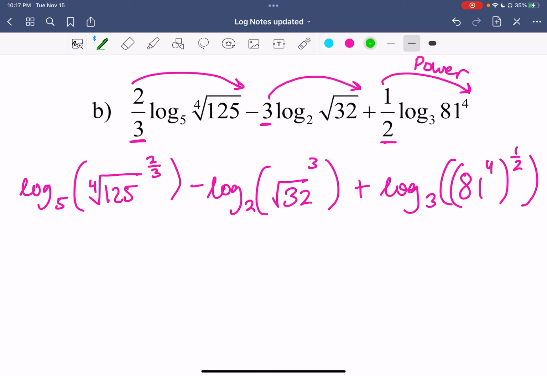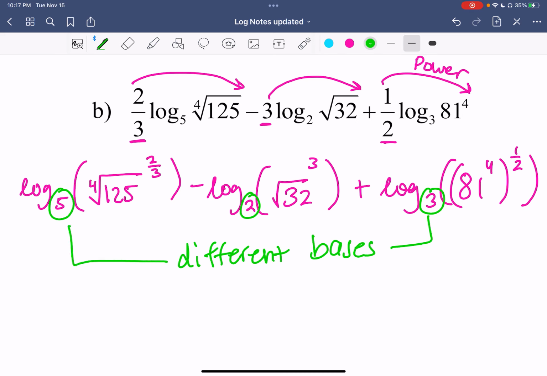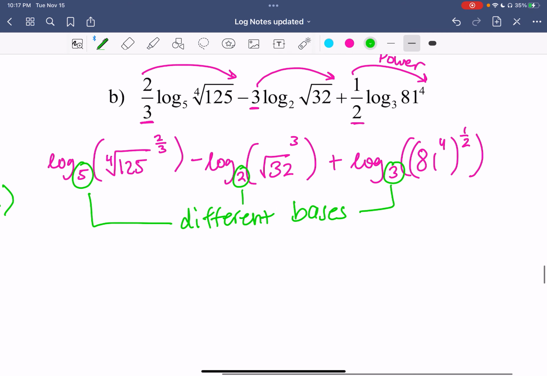Now, I don't know if you noticed while I was writing this, but these are all different bases. We have 5, 2, and 3. So you might be thinking to yourself, so now what? What am I supposed to do if they have different bases? It's actually easy. All you're going to do is type it into the calculator.